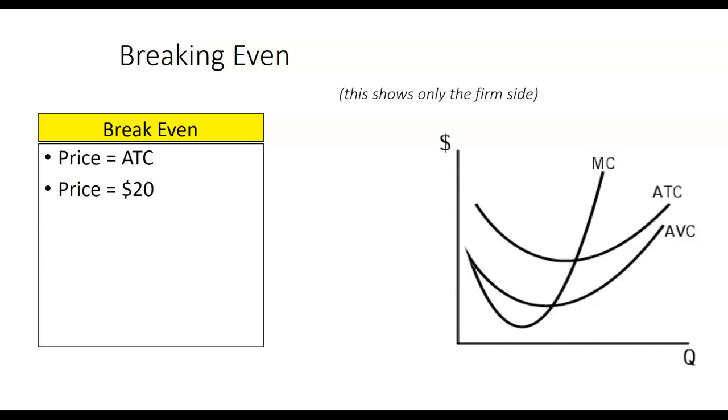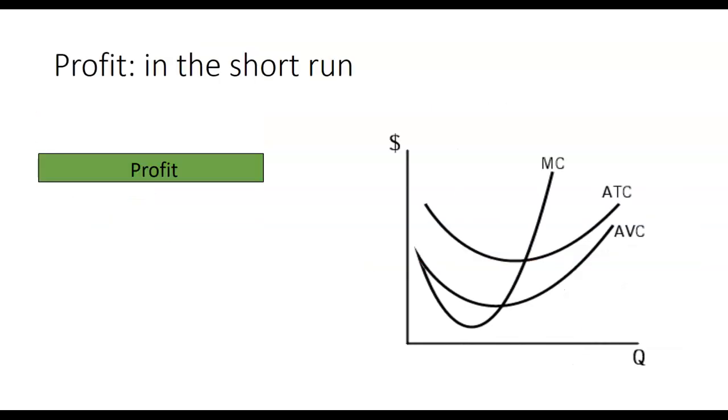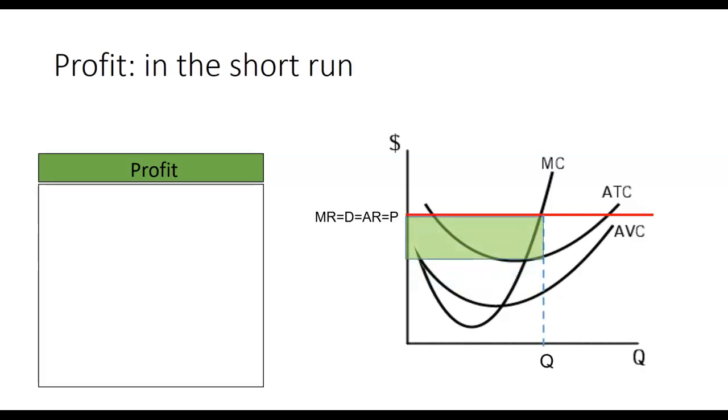So, breaking even. I'm only going to do just the firm side of things. There will be a side-by-side graph over here, supply and demand. At my profit maximizing, MR equal to MC, marginal cost, I am breaking even, right there. Profit in the short run, your profit at the profit maximizing quantity, your price is greater than your average total cost curve. So you have a per unit profit of that vertical difference.